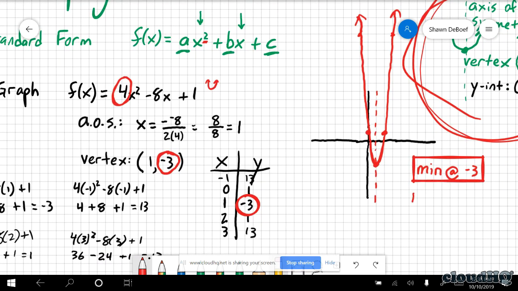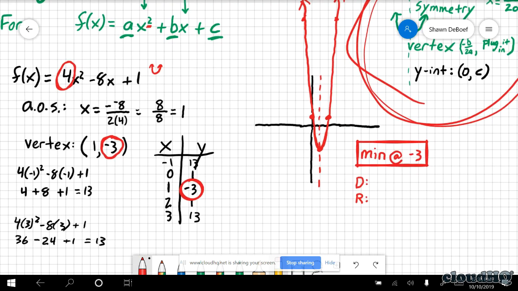Additionally, domain and range, which I'll usually just abbreviate as D and R. We've done a little bit of domain and range discussion in the past, but domain is what x values we were allowed to plug in. So look back at the original equation. Whatever your x is, you're going to square it, multiply by 4, and then you're going to multiply by 8 and subtract that away, and then you add 1. Is there any limit or restriction on what I could plug in for an x value? No, all of them are okay. So how would I answer that? I would say all real numbers.